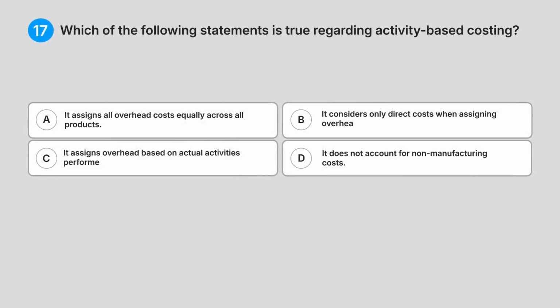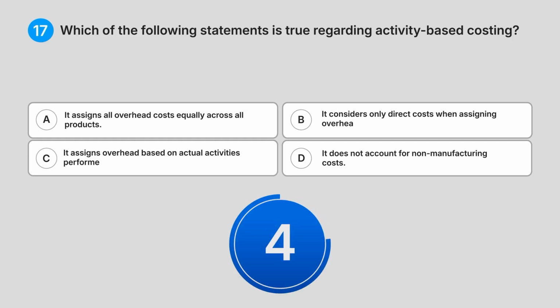(17) Which of the following statements is true regarding activity-based costing? A. It assigns all overhead costs equally across all products. B. It considers only direct costs when assigning overhead. C. It assigns overhead based on actual activities performed. D. It does not account for non-manufacturing costs.